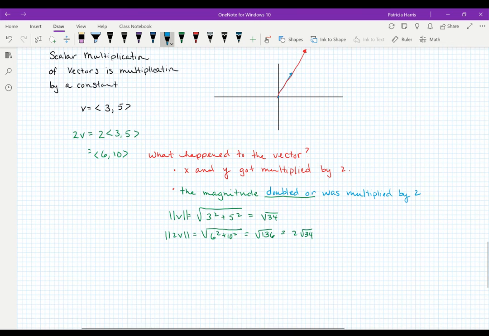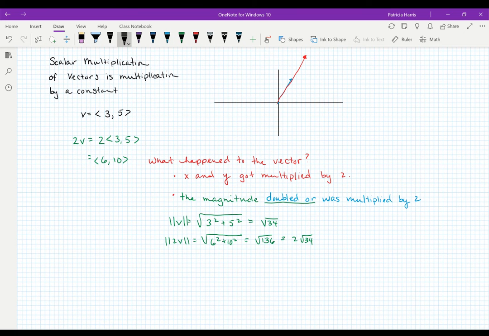Okay, now what happened to the direction? Do you think theta changed? I don't think so. It has the same slope, right? So theta did not change. Theta remains the same. Okay?